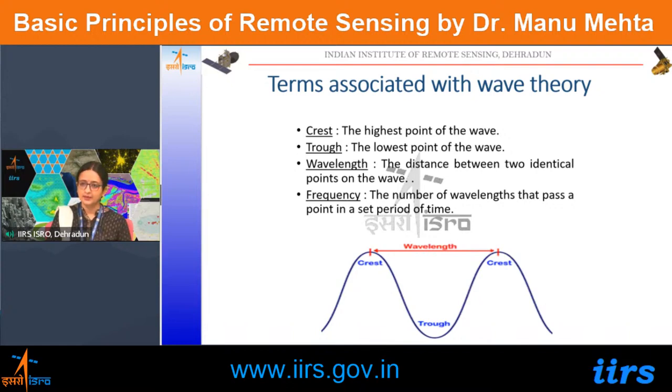Then comes frequency, as we understand in layman's language also. Frequency is the number of cycles per unit time. Here one cycle means one wavelength. So the number of wavelengths that pass a point in a set period of time is called frequency. The SI unit of wavelength is meters, and the unit of frequency is cycles per second, or second inverse, or in other terms, hertz.